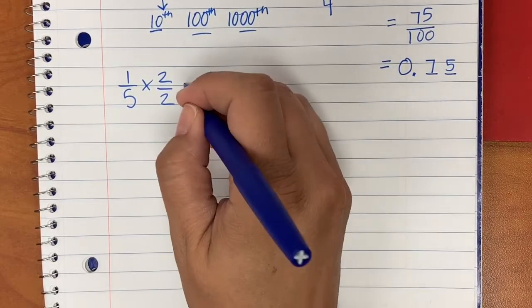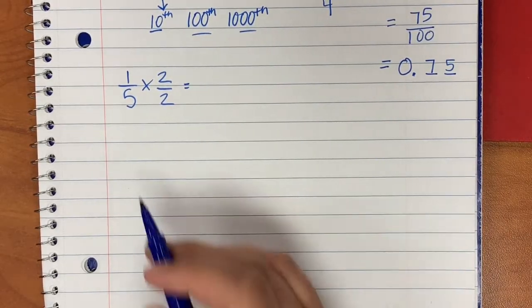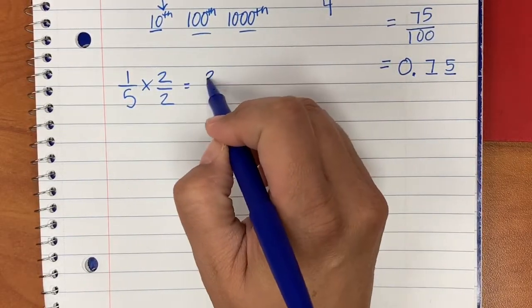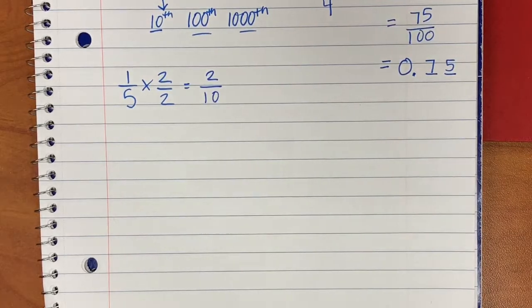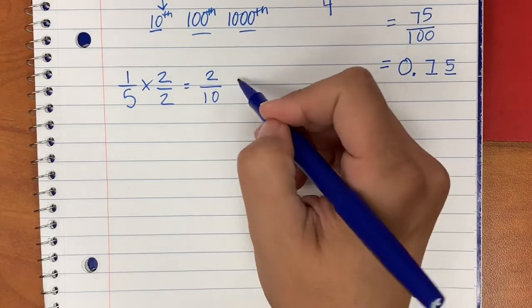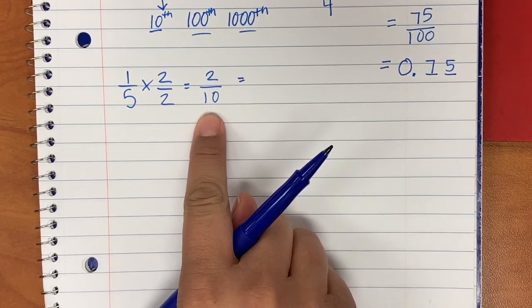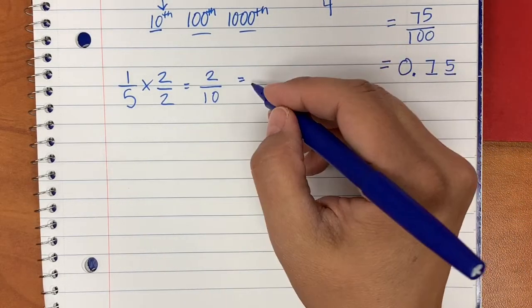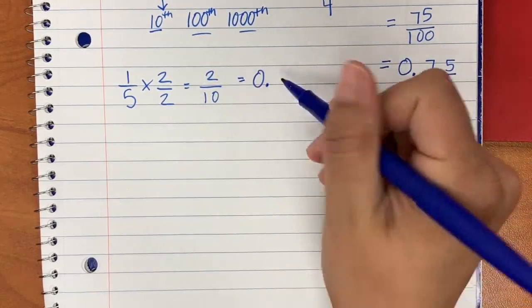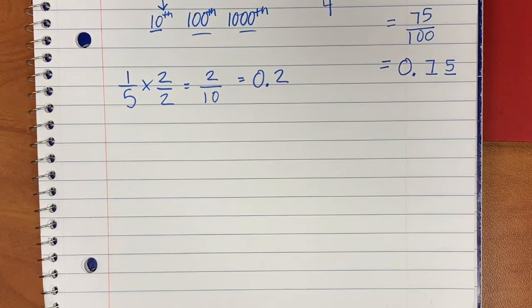Okay, you're welcome, because this is pretty easy. So we're going to multiply straight across. We get 2 tenths. And right away we know we've got tenths, so we can convert straight to a decimal. So we've got 2 tenths.